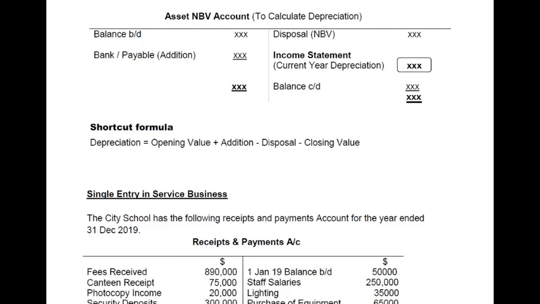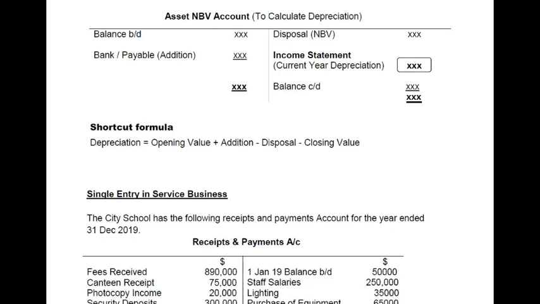Then we have depreciation. In single entry, most of the time, the examination question does not mention the depreciation method, nor the life of the asset, nor the percentage or rate of depreciation. If any such information is not given, then it is not possible for us to calculate depreciation using the straight line or reducing balance method. Now what we need to do is calculate depreciation using the revaluation method.